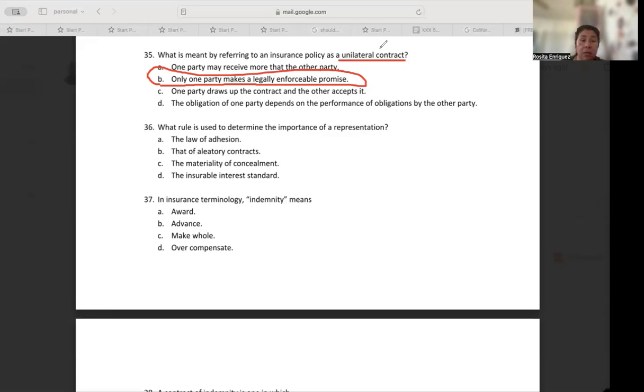Number 36. What rule is used to determine the importance of a representation? For number 36, the answer is this. I had to learn this. This is a rule called the materiality of concealment. The keywords here will be representation, rule, materiality of concealment. So remember, materiality of concealment is the rule used to determine the importance of a representation. So just repeat these things, right?